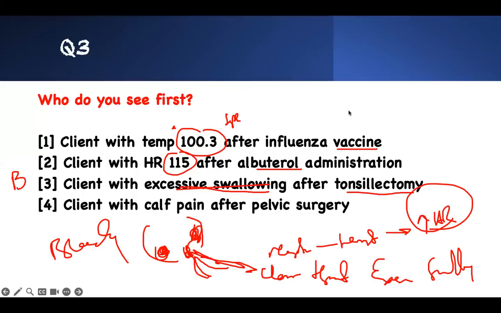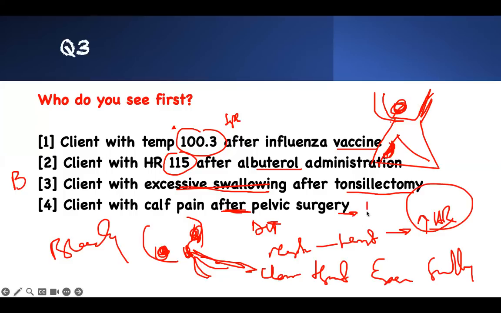Client with calf pain after pelvic surgery. Ask yourself, I went to your pelvis, okay, and your leg is here. I never touched your leg. We fixed the surgery here. And all of a sudden, you have calf pain. Yeah, this is not good. This looks like DVT, especially since one of the risk factors for DVT is pelvic surgery. Pelvic surgery, pelvic surgery, pelvic surgery. And then you have calf pain. This patient has DVT.